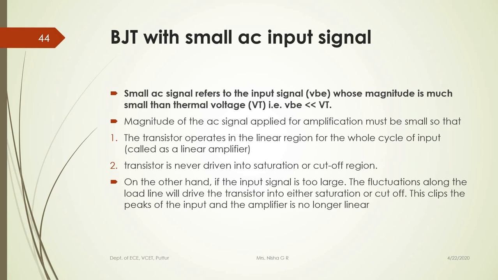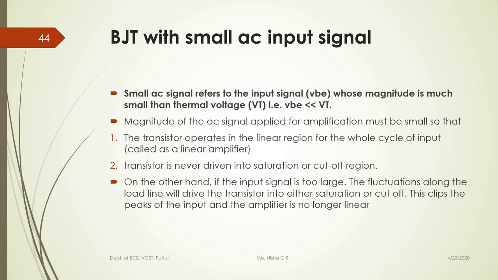Okay, so this is regarding the BJT with the small AC input signal. So I had given a clear idea of what a small AC signal is. When we apply the small AC signal, the transistor should operate in a linear region, it should not enter into a saturation or cutoff region.